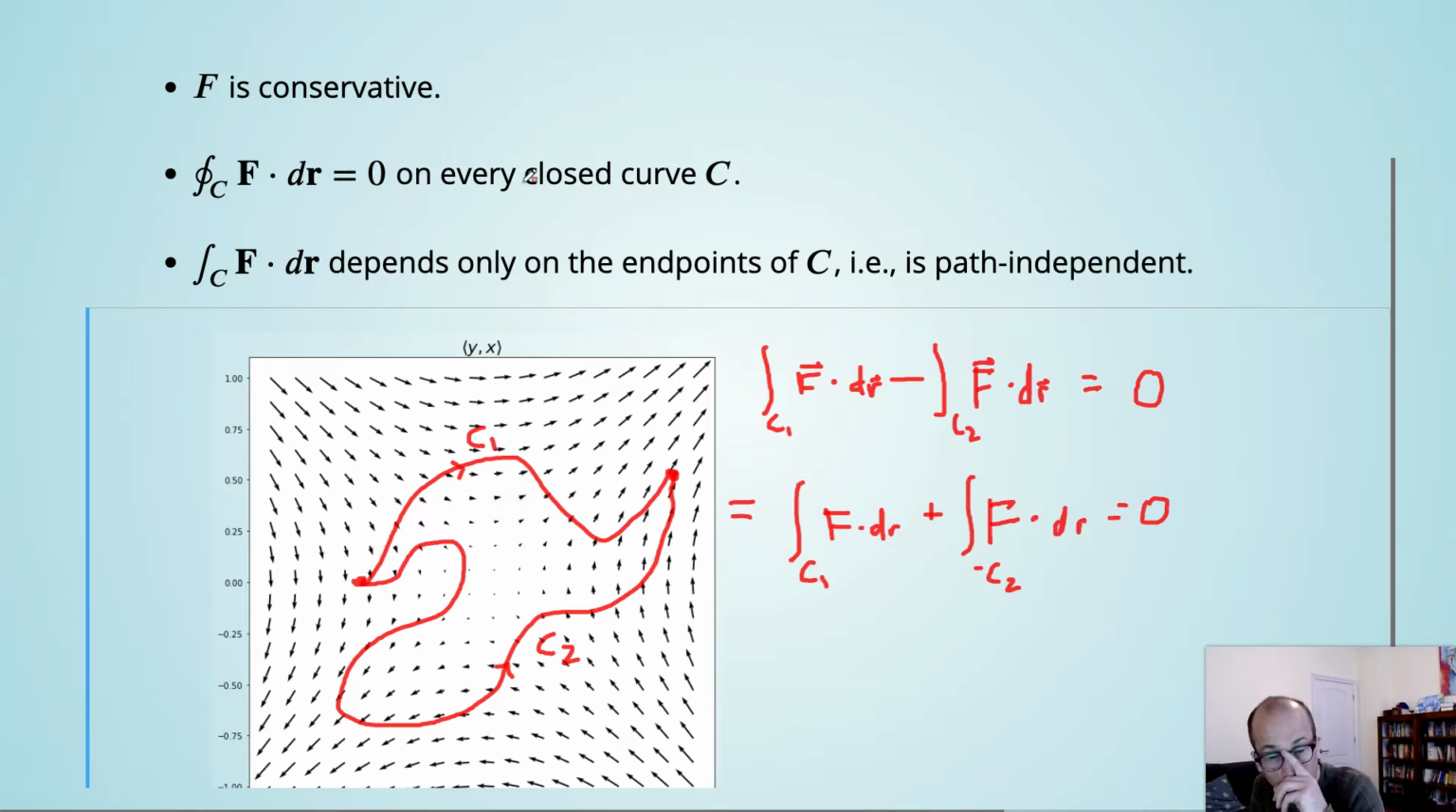Again, not enough to do a formal proof, but enough to connect the idea that if I go around the loop and I get 0, it's the same as going one way between 2 points being the same as going another way between 2 points. It's this little connection there. All right, so that gives us a connection between these statements.